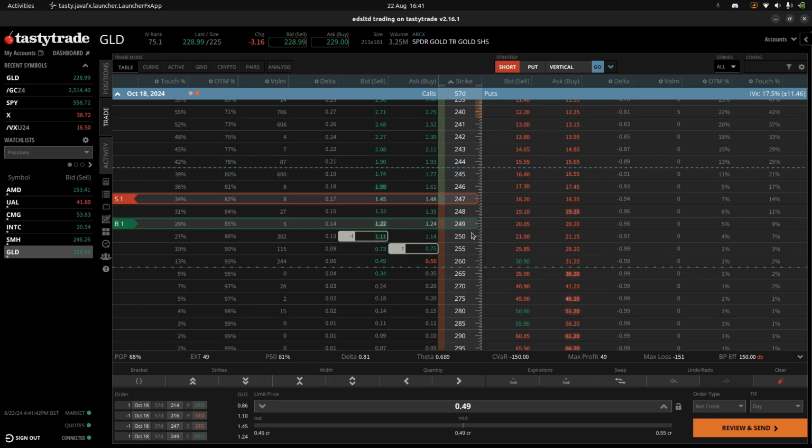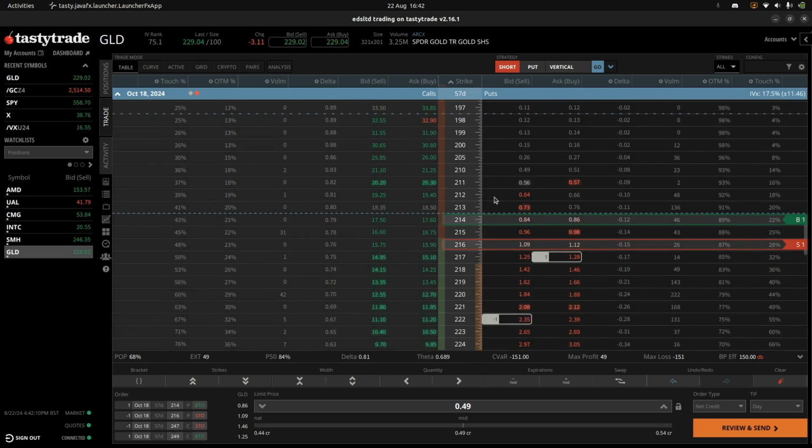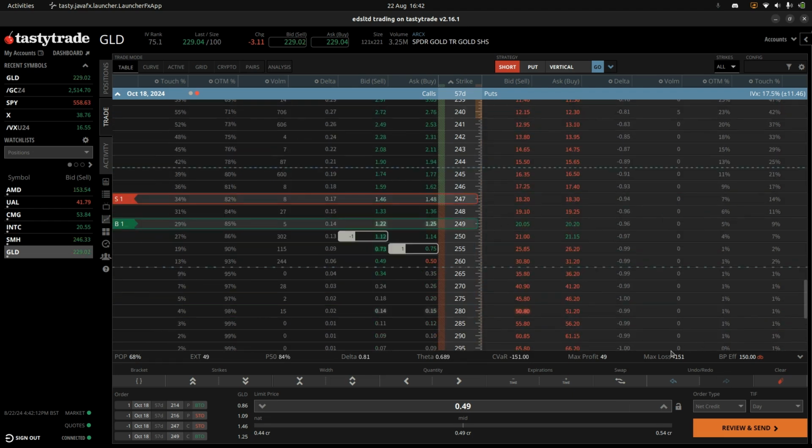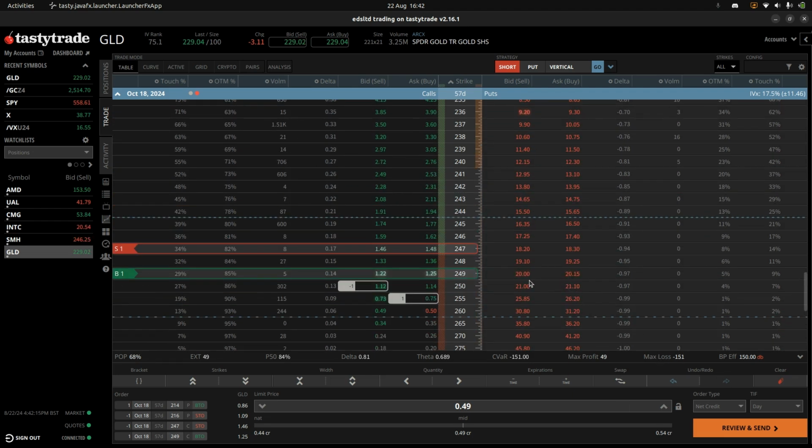Now, what this is doing is this is limiting our loss. So we've not got an unlimited loss potential anymore, right? So without this protecting us, if price was to go above 247 and it just keeps going, we'll just keep taking a loss. However, with this protecting us, our loss is limited to between 247 and 249. So above 249, we don't take any more loss. We've taken our maximum loss, and then the reverse is true on the put side, right? Hence why we've got a max loss here.